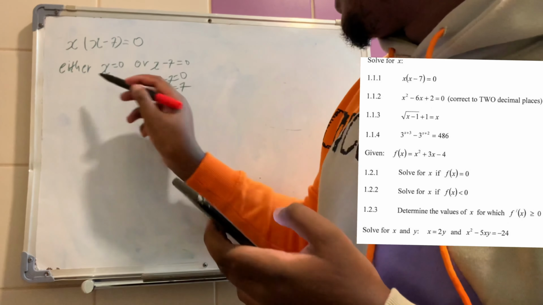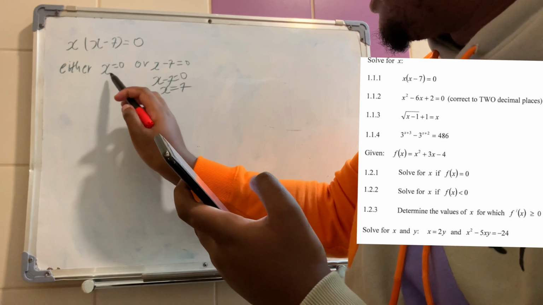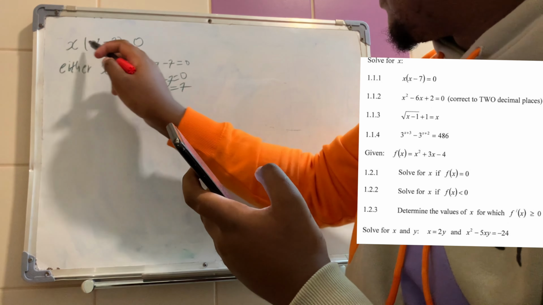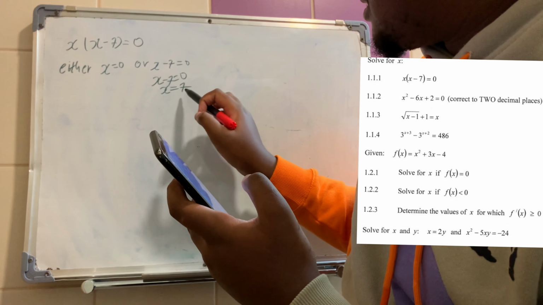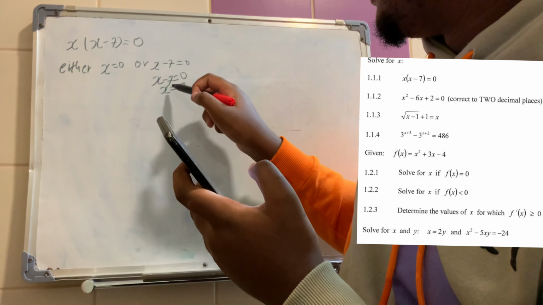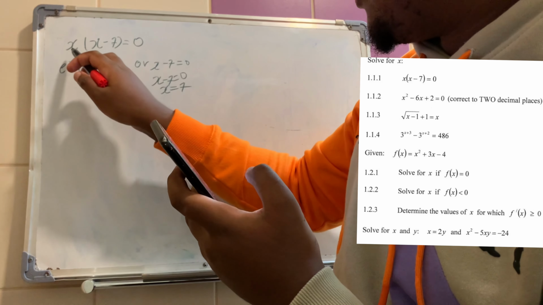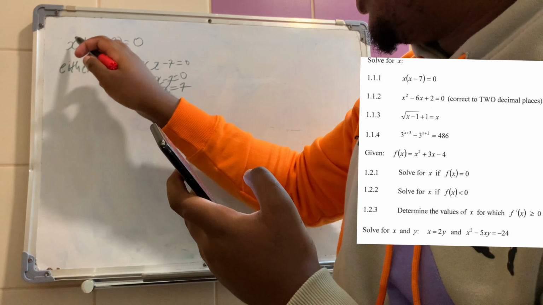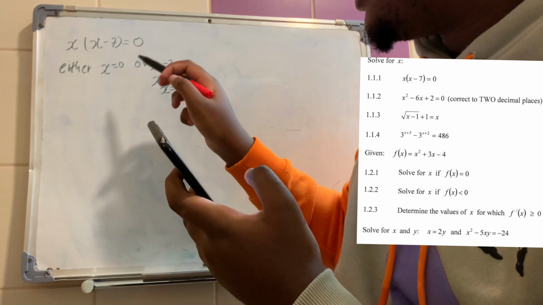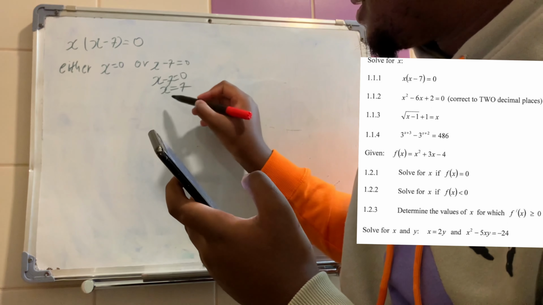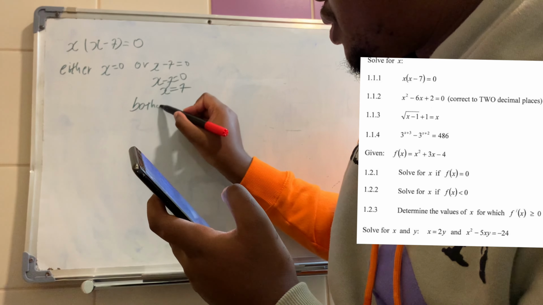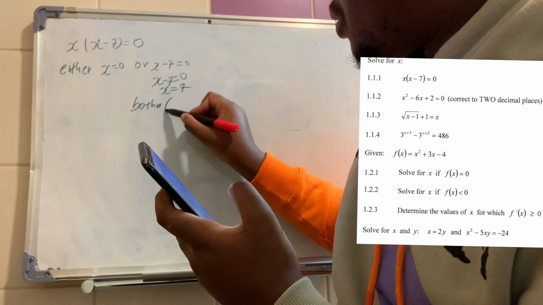Now as you can see, if you take x is equal to 0 and substitute it here, everything is 0. How can x be equal to 7? Substituting 7, 7 minus 7 is 0, so everything is 0. So both answers are correct.